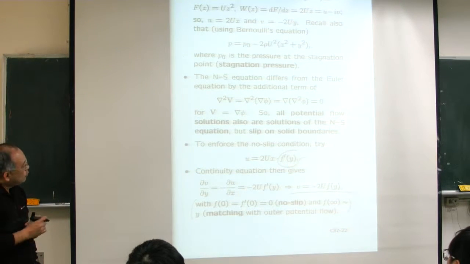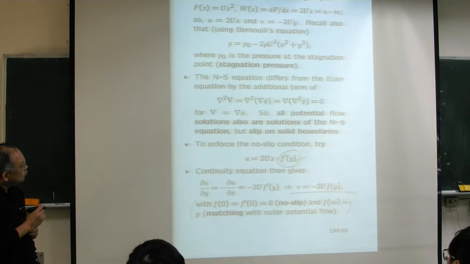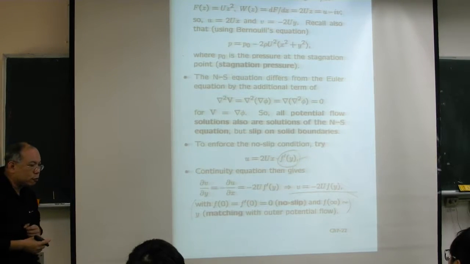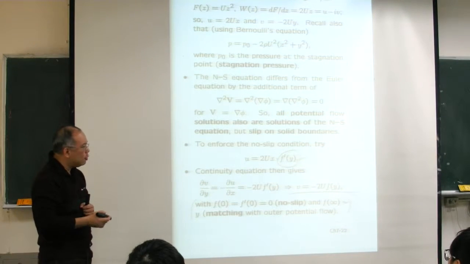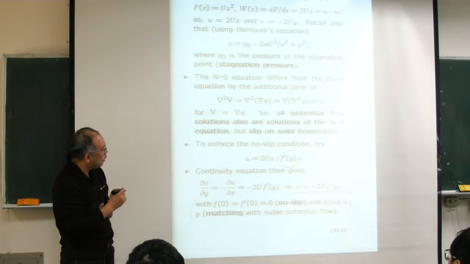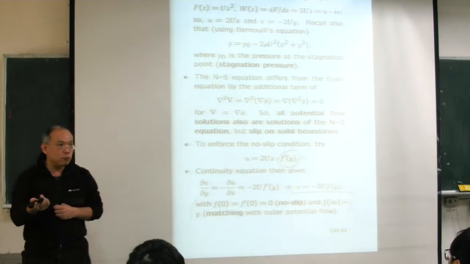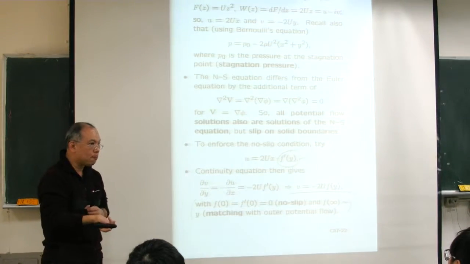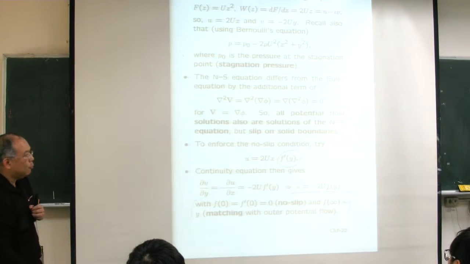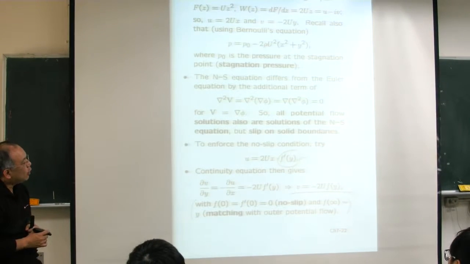So this is the u velocity. It should be modified from the potential flow and become u equal to 2ux f prime y. This is our solution form. If I can change the solution form to this and also satisfy the non-slip boundary condition, I may be able to find a solution for this Lagrangian point flow solution. So that's the physics.